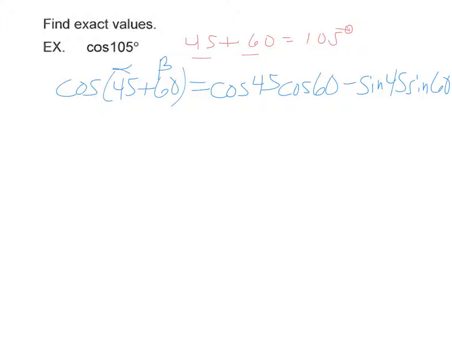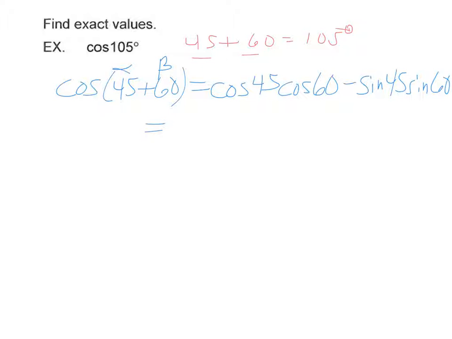Now, it's okay if the 60 and 45 have been swapped. We could have used something else completely like 135 minus 30, but you'll come out the same in the end. Now, once you have the numbers in the formula, you're going to look those values up on the unit circle.